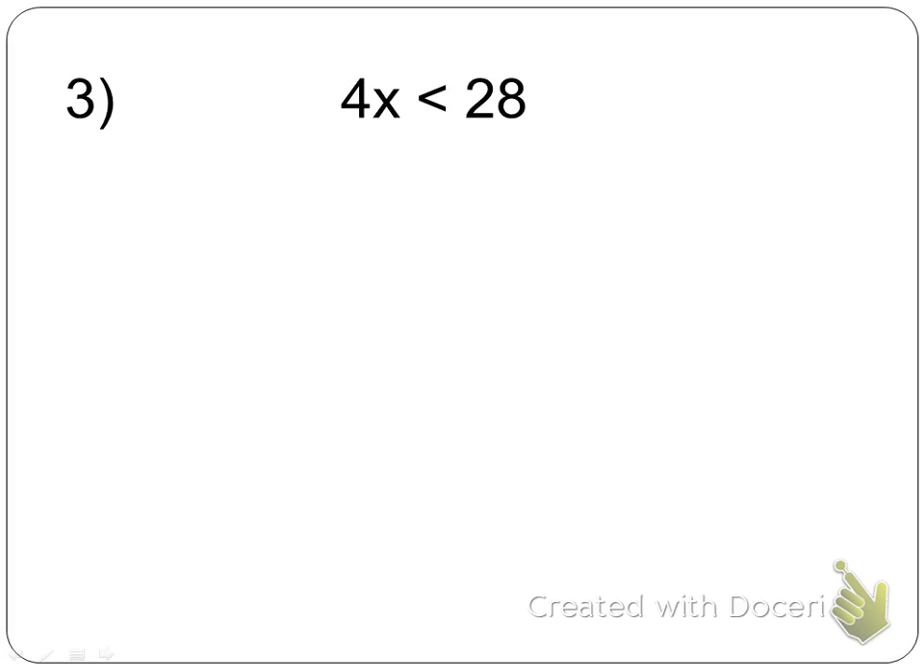All right, here's number 3. What should I do? Divide both sides by 4. What is 28 divided by 4? 7. So x is going to be less than 7. Good.